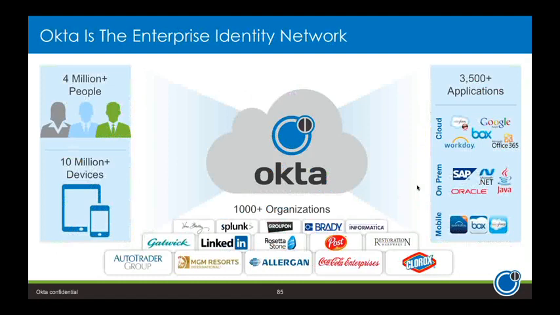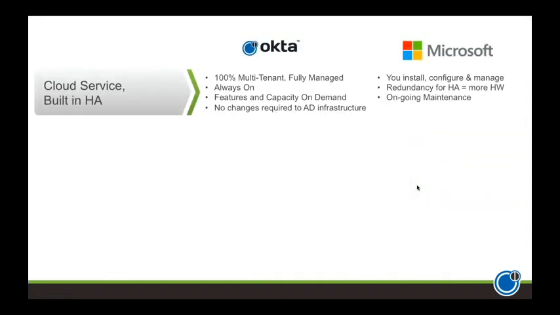So in summary, really think of Okta as the enterprise identity network, managing the authentications of millions of people, whether they're employees, contractors, business partners, customers, across millions of devices. We're doing that for, as I say, over 1,500 organizations today, and we already integrate rapidly to 3,500 applications. You can add your own, and we expect that network to certainly be over 10,000 applications in the next 12 months.